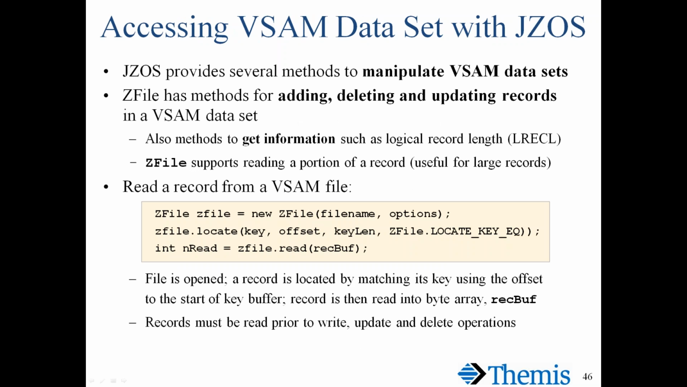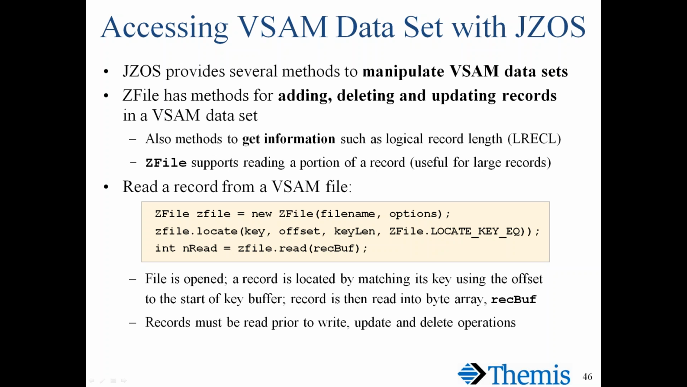There's a good bit of detail here, and much more in the full class, about accessing and manipulating VSAM data sets. You have the capability to add, update, and delete records, as well as, of course, reading them and even getting information from them. To read a record from a data set, ZFile is first used to gain access to the data set, then to locate a record using some kind of location strategy like matching on a key, and then once it's located, ultimately to read the record into a buffer.